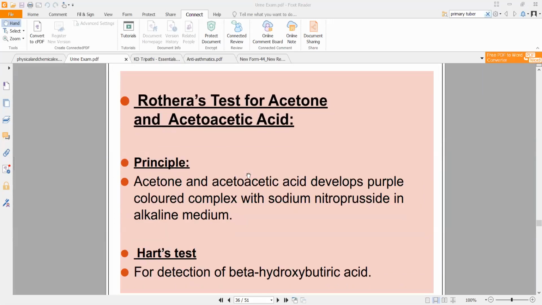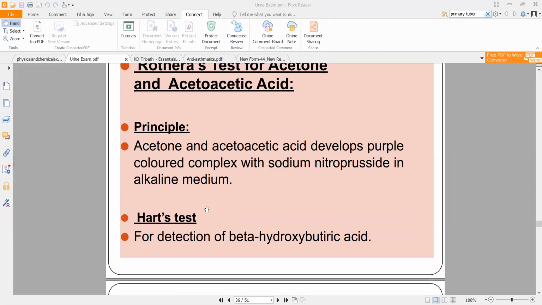The basic principle is whenever there is acetone or acetoacetic acid in the urine, you add sodium nitroprusside. Sodium nitroprusside is a very specific, complex chemical. You don't need to know it. You will get it as red colored crystals. When you add sodium nitroprusside to urine, there is a color change. You'll get a purple colored ring formation, as you'll see shortly.